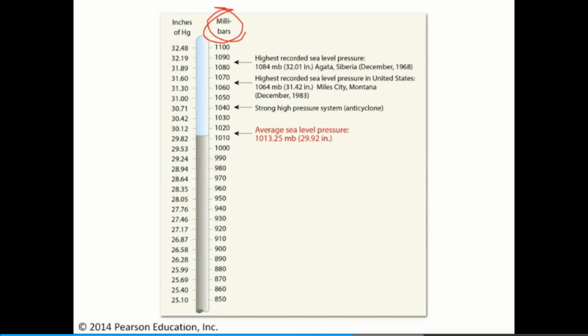The highest recorded sea level pressure in the United States was in Montana, and you can see that it was around 1,064 millibars.